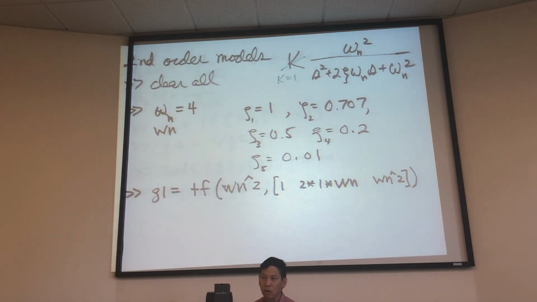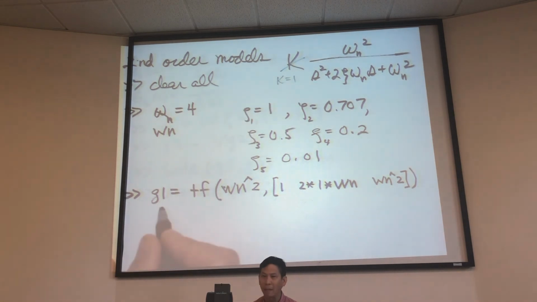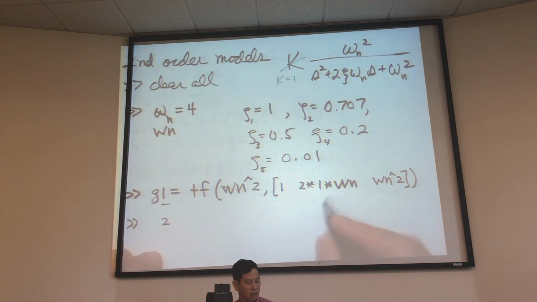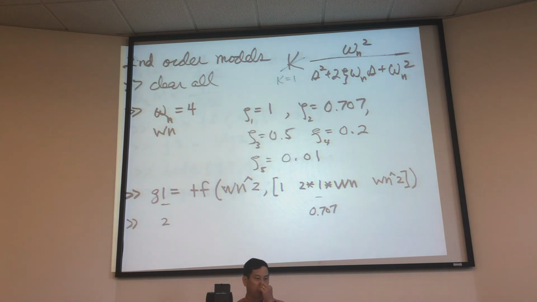But the next few models are going to be easy. Just hit the up arrow on your keyboard, and G1, in this last command, pops up. Okay? And then go ahead and modify the commands. Just change this number to a 2. Don't change anything else, but change this number to 0.707. After you change this and this, just hit the return button, and it should give you G2.